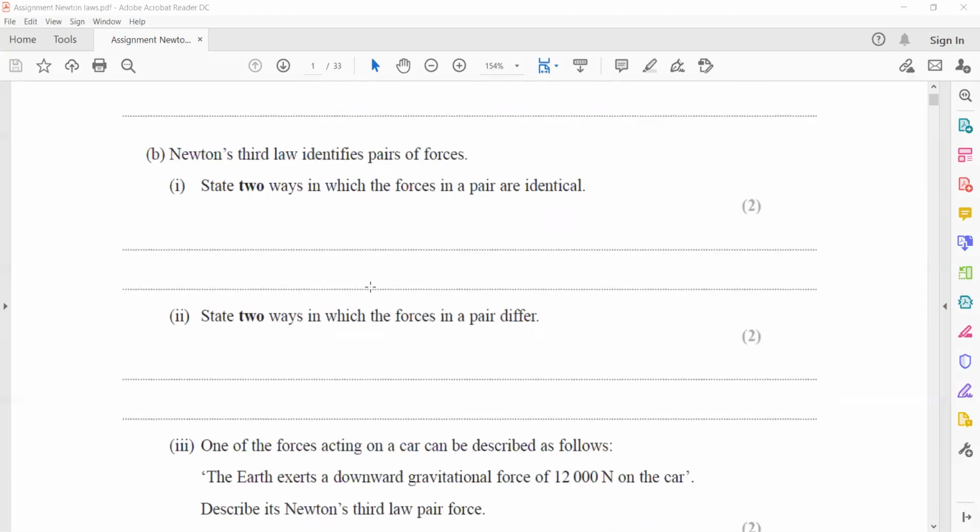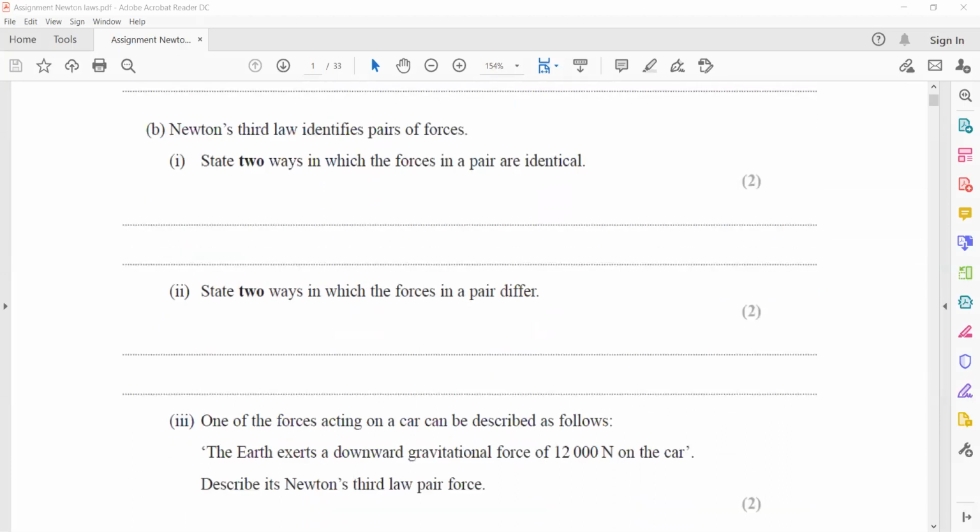State two ways in which the forces are different. So how can the forces be different from each other? They will act in opposite directions, and act on different objects.